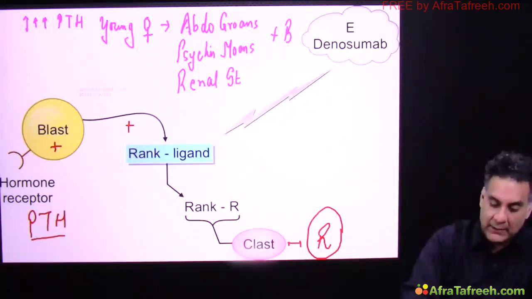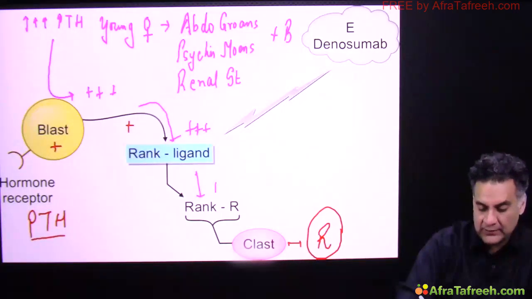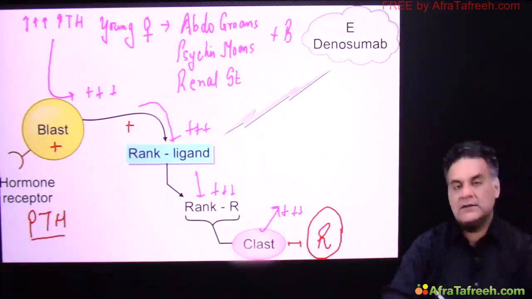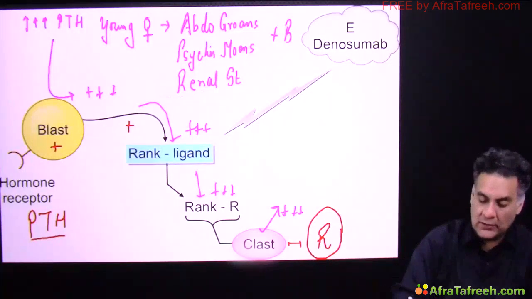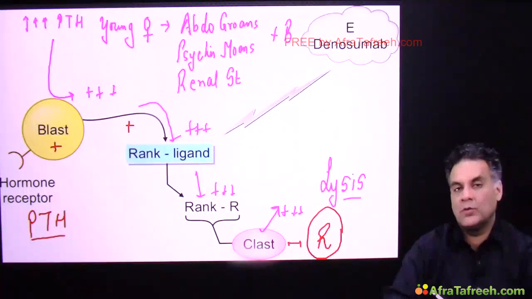So, high PTH stimulates a lot of osteoblast, which in turn stimulates a lot of rank ligand, which stimulates the rank receptor and then the osteoclast. These osteoclasts will cause more lysis. So the bones will become hollow.